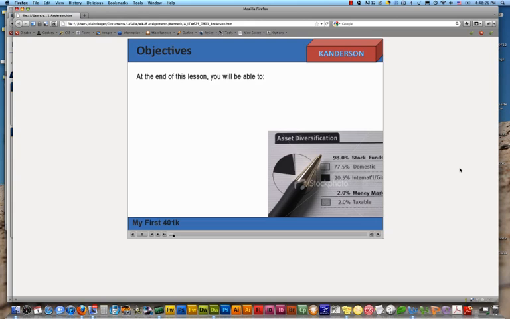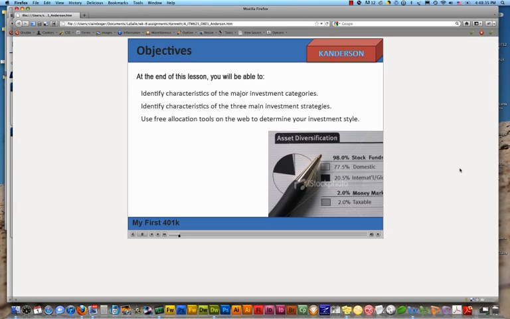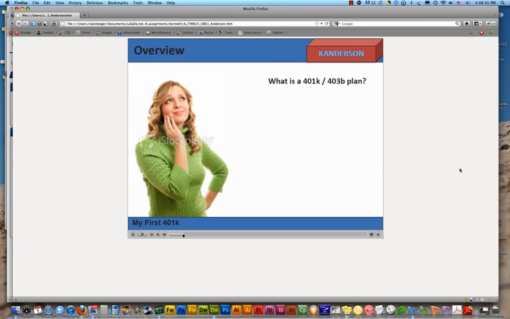At the end of this lesson, you will be able to identify characteristics of the major investment categories, identify characteristics of the three main investment strategies, use free allocation tools on the web to determine your investment style, and create a personal allocation plan. A 401k is the most popular retirement plan now offered by employers.